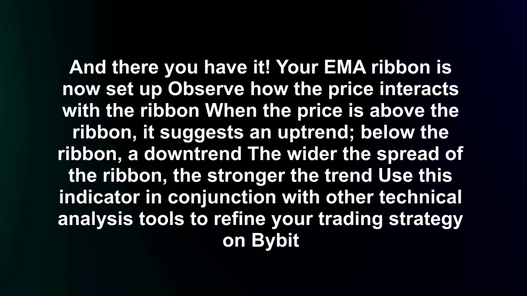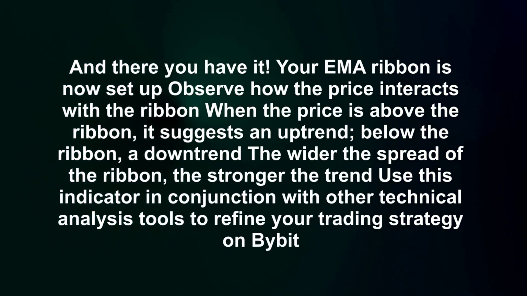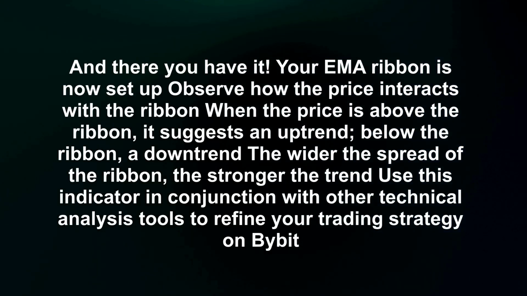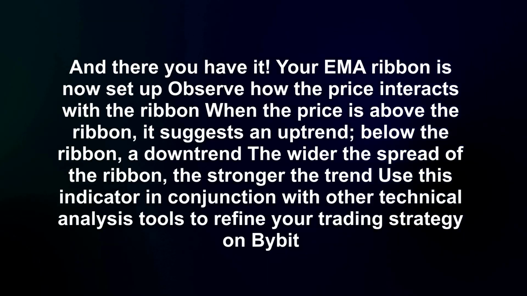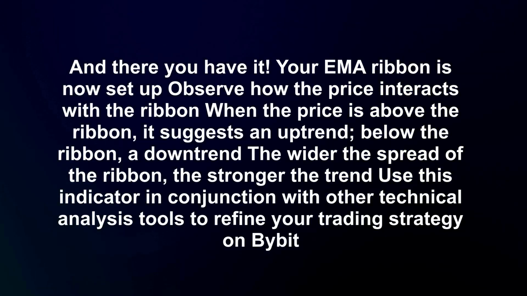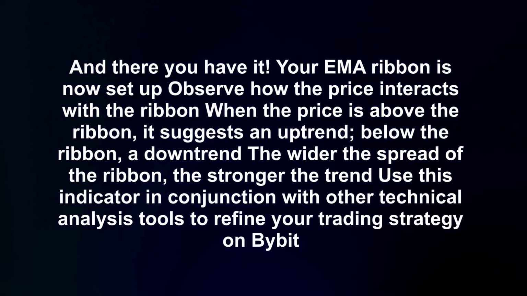When the price is above the ribbon, it suggests an uptrend. Below the ribbon, a downtrend. The wider the spread of the ribbon, the stronger the trend. Use this indicator in conjunction with other technical analysis tools to refine your trading strategy on Bybit.